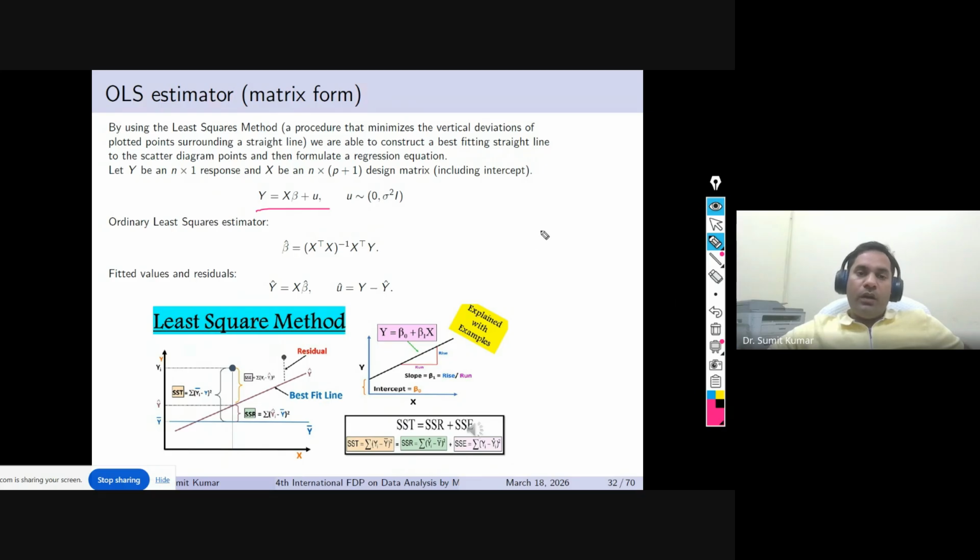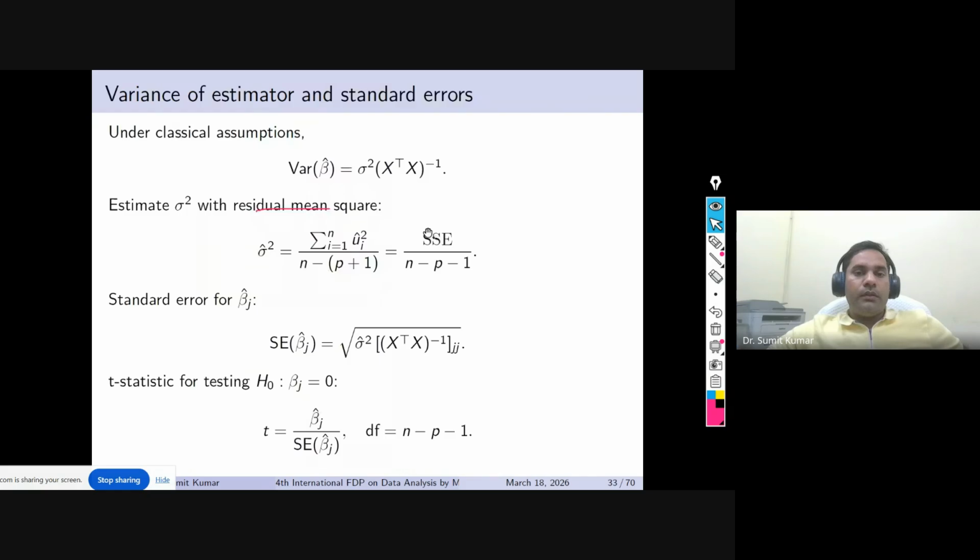Does anyone know how the least square method works? If not, then I can explain. Otherwise, we can go further. Let me know, please. Anyone? Okay, in this case, I understand that you already know, then we can go further.